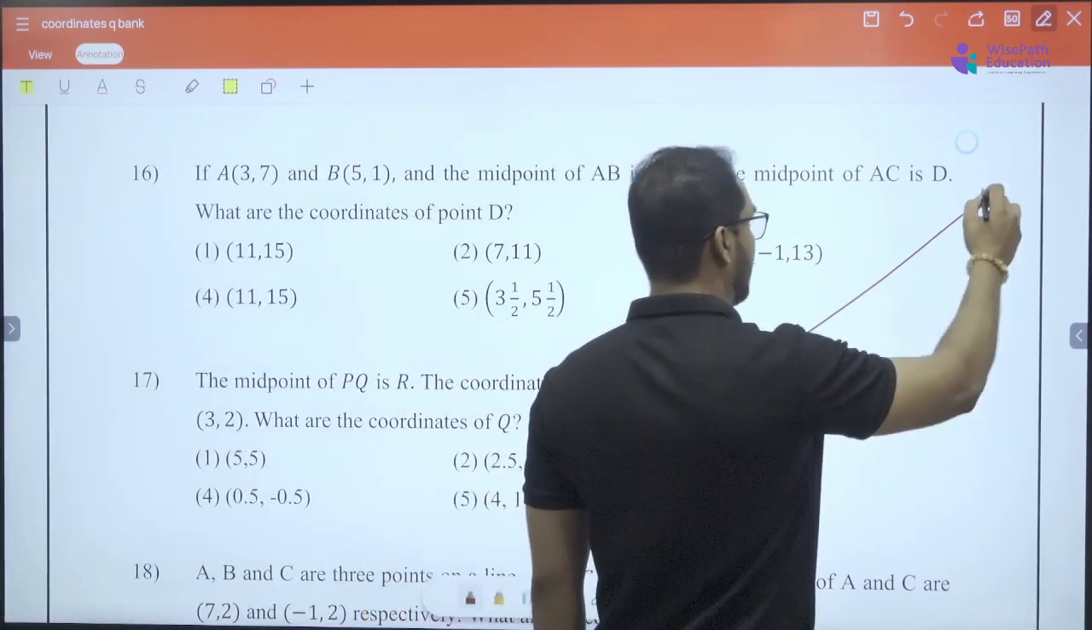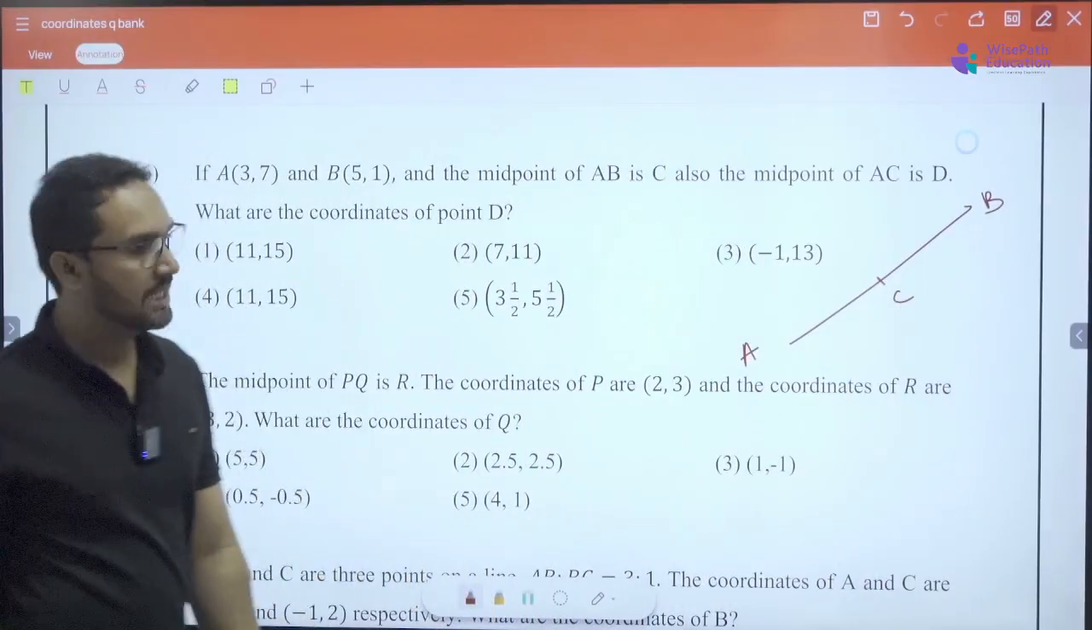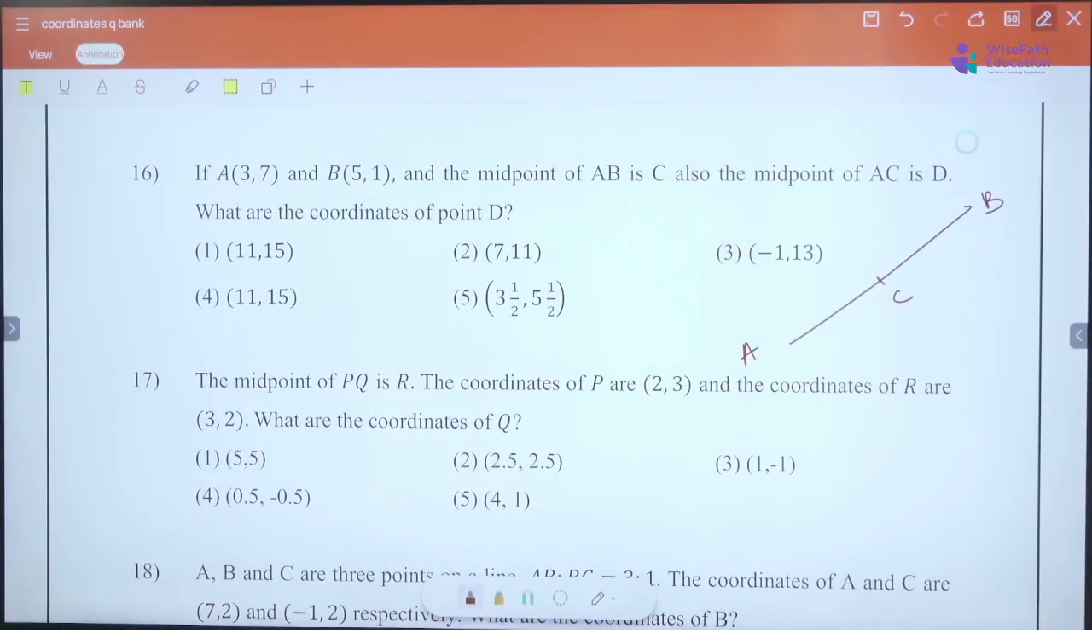This is, let's say, AB, midpoint of AB is says C, right? And the midpoint of AC is D.